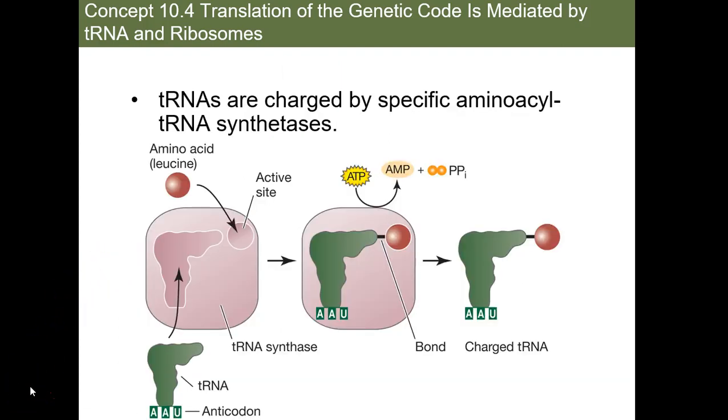tRNA becomes charged by the enzyme aminoacyl tRNA synthetase. The amino acid enters the active site, while the tRNA molecule enters the enzyme as well. The enzyme pairs the amino acid with the right tRNA molecule, charging it, and making it ready for translation.